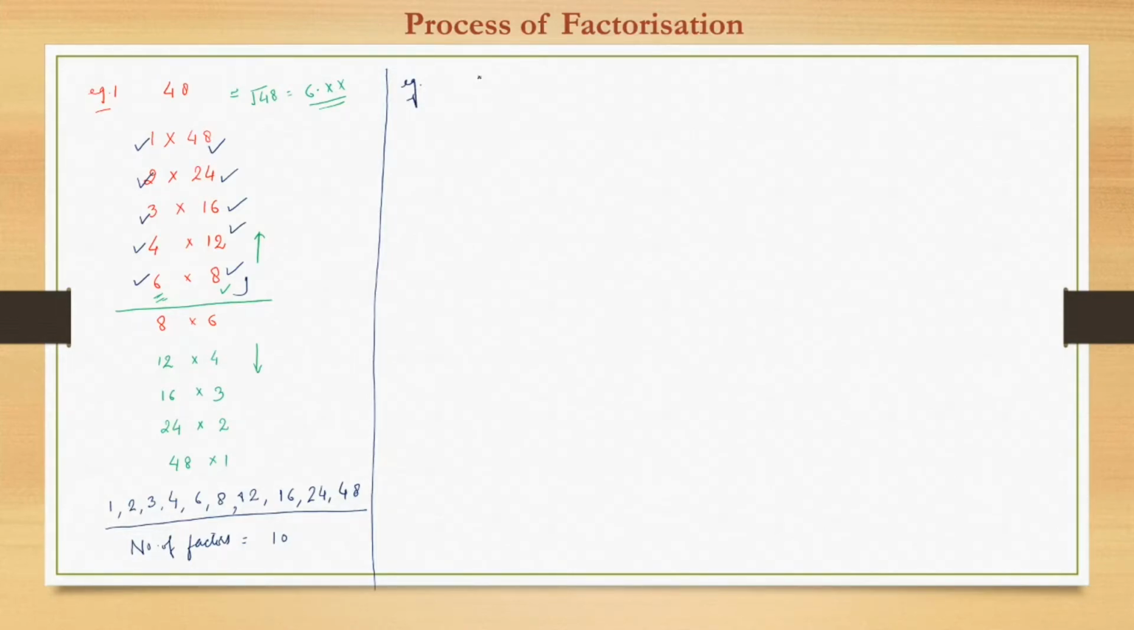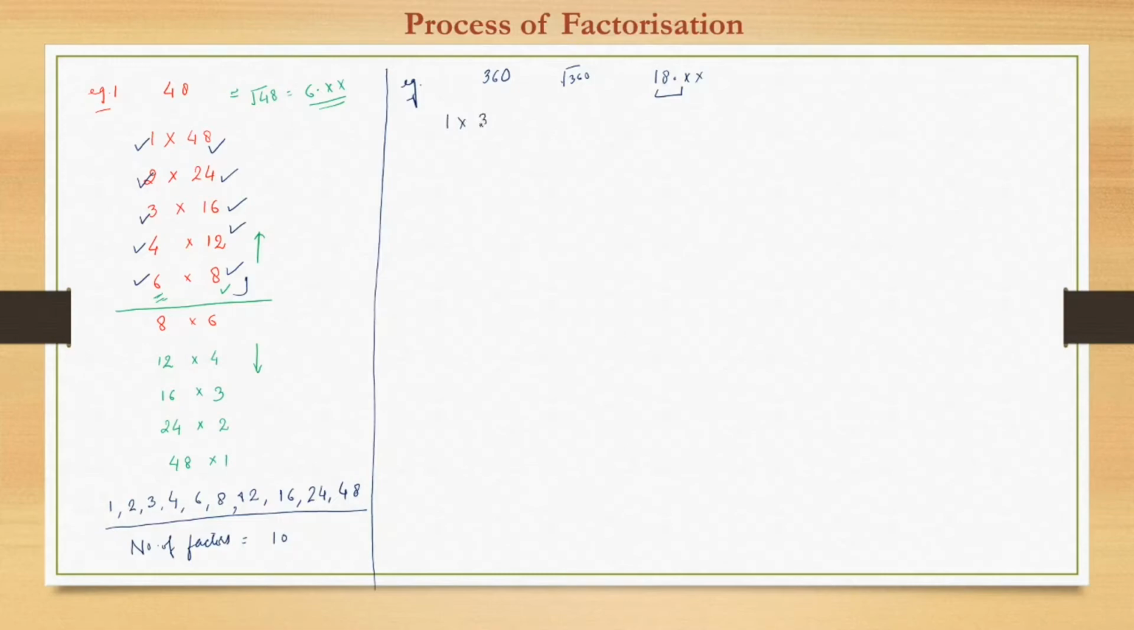Let us say the example of 360. Just for the sake of understanding, what would be the square root of 360? The nearest perfect square: 324 we know, the square root of 324 is 18, and 19 squared is 361. So it will be 18.xx something. So we need to check up to 18. So what will you do?